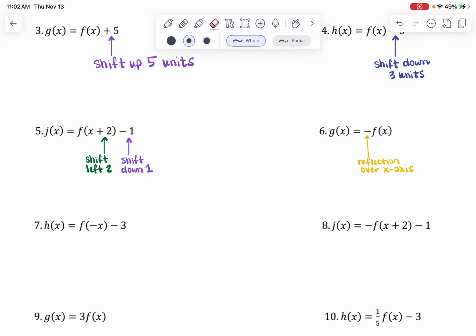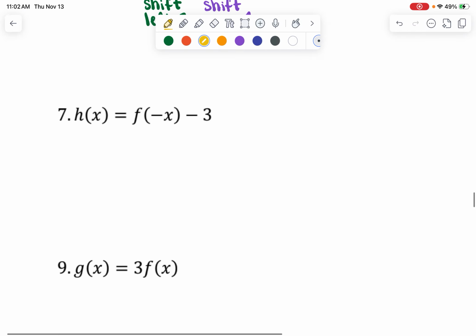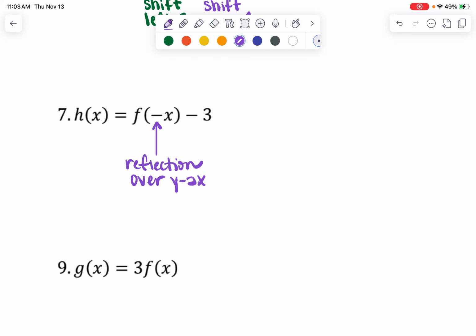Okay. All right, let's go to another couple here. Let's see, on this one, now I'm negating the x's, which means now I'm reflecting over the y-axis. Okay, then I have this -3 hanging off the end, which is a shift down. I know it's down because it's negative and it's outside the parentheses, which means it's affecting the y's, which run up and down. So shift down 3 units.